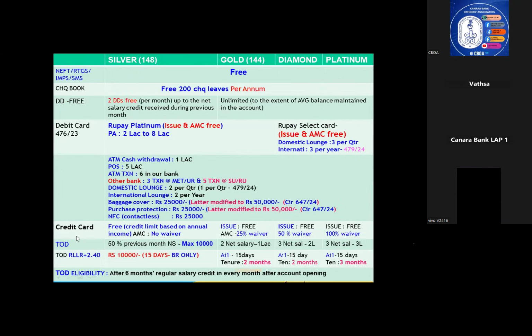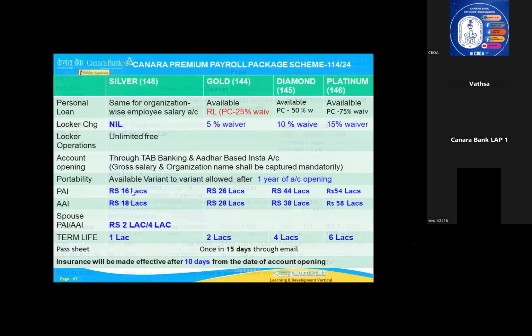Then credit card AMC. First category, there is no waiver. Second category, 25%. Third category, 50%. Fourth category, it is 100%. Then TOD, they will ask. TOD for 15 days. This is temporary OD. For how many days we can have it, that they can ask. And when it is eligible, they can also ask that. Next comes the locker. Locker charges, how much is free. Processing charges, how much is free.